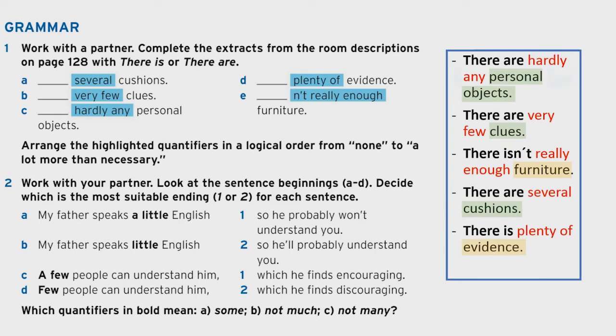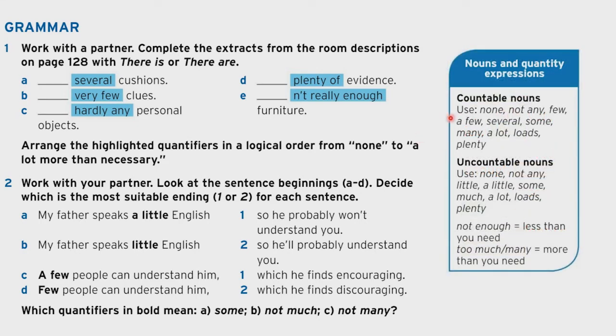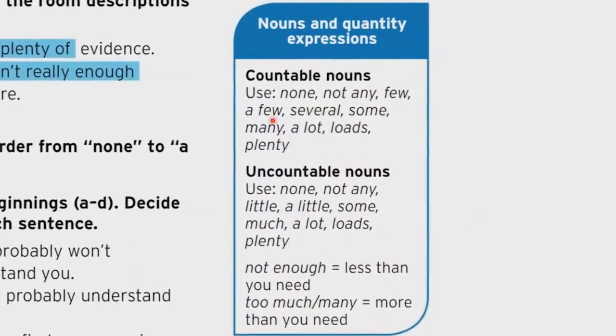Very good. Now, in this moment, we're going to explain the nouns and quantity expressions that we have here. Let's see. Most of them can be used for both countable and uncountable nouns. For example, we have none, not any, some, a lot, loads, and plenty. As you can see, we can use these expressions with countable and uncountable nouns. Well, it's very easy to explain. When we say none, it's because we don't have any of something. It's the same as not any.